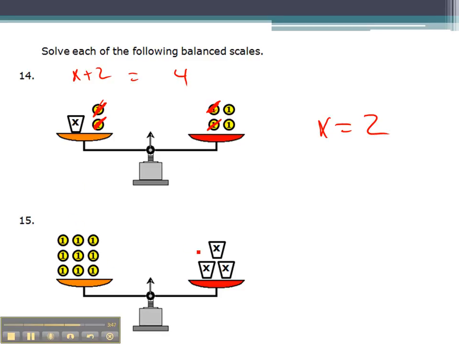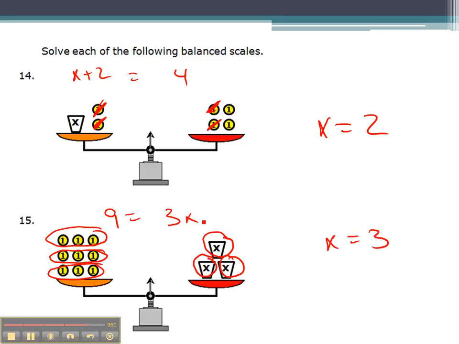In 15 we have 3 x's equal 9, or 9 equals 3x. So to isolate the variable, I need it in groups of x. There are 3 groups of x. So we need to see what an equivalent group would be on this side. If I break this side up into 3 groups, we have 3 groups of 3, so x equals 3. We had 9 equals 3x, so x equals 3.